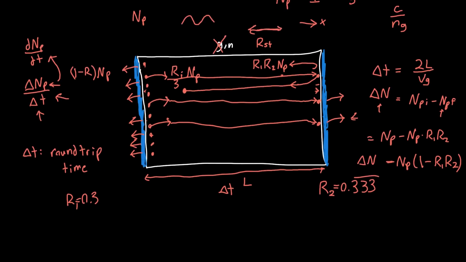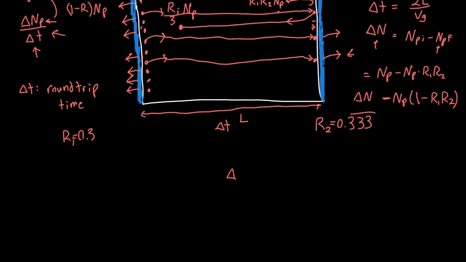So now we can formulate our difference equation, delta NP over delta t. This is just NP times 1 minus R1 R2 divided by the round trip time, which we just said was 2 times the length of the cavity divided by the group velocity. And I'm just going to say that this is equal to the derivative of the number of photons leaving per unit time. This should have a negative sign out front.